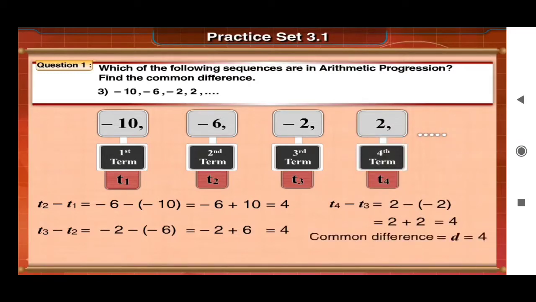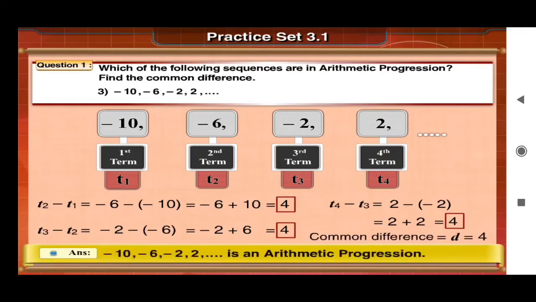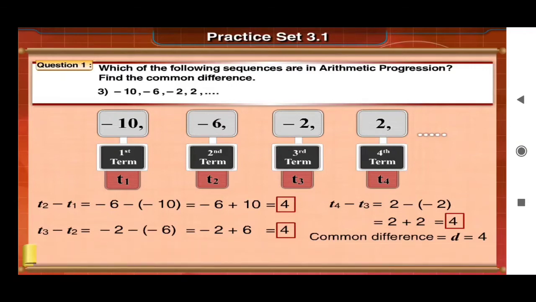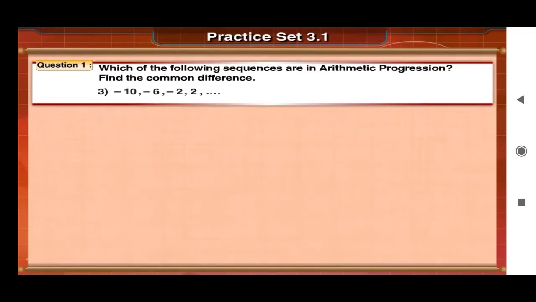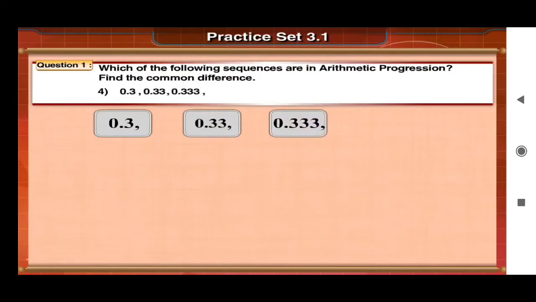Here, the common difference is 4. Therefore, the sequence minus 10, minus 6, minus 2, 2, and so on is an arithmetic progression. Four. 0.3, 0.33, 0.333, and so on. The first term T1 is 0.3.